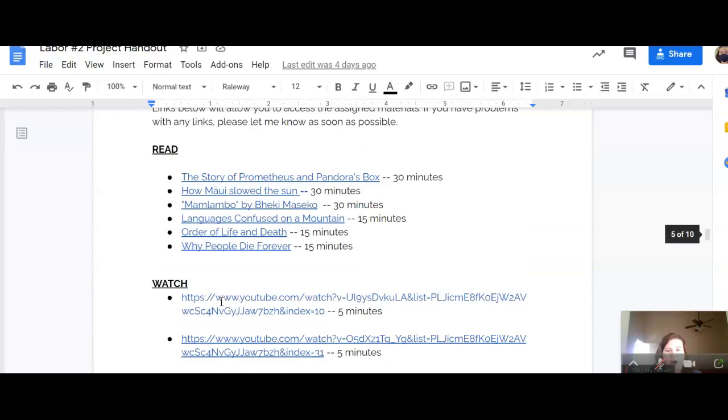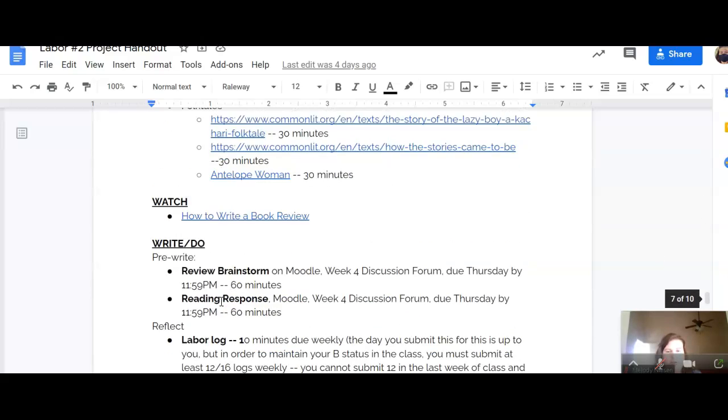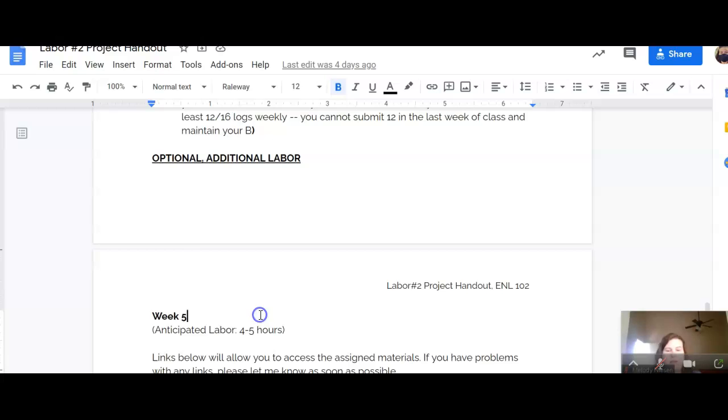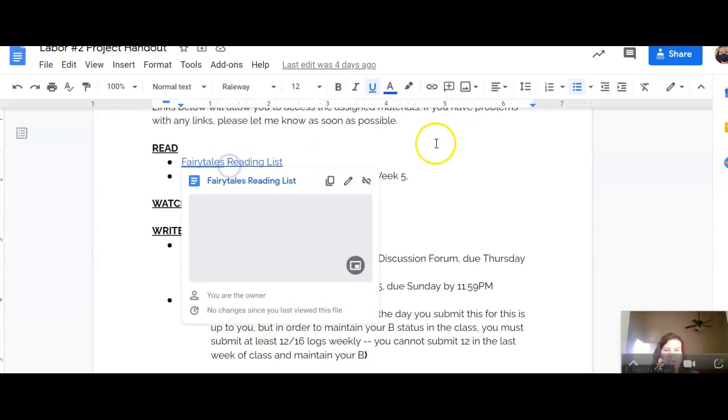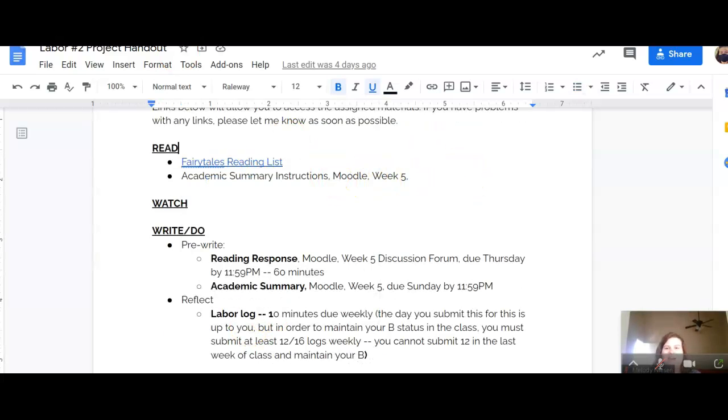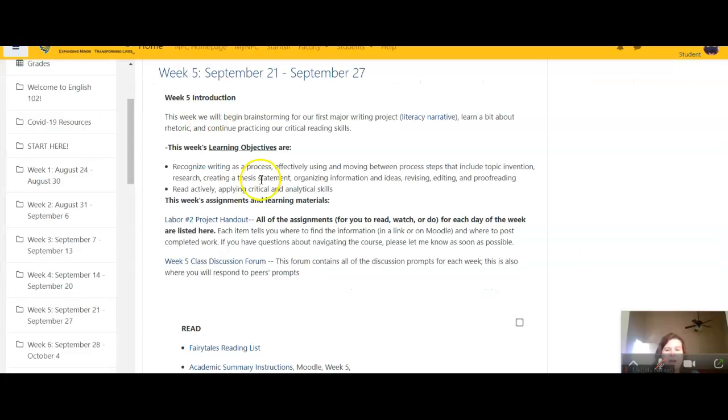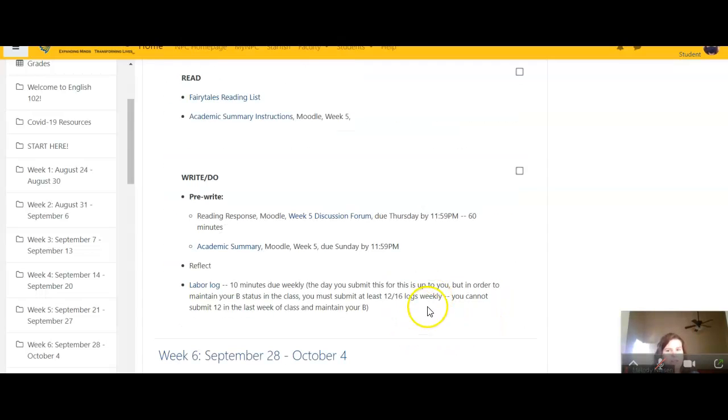So this week, we are moving forward and we're going to do a little bit of reading. We're going to read some fairy tales this week, and then we're going to do some writing about those fairy tales, which the reading responses are due on Thursday, of course. And then the assignment this week that works towards our essay is the academic summary. So we're going to tackle an academic summary, which will be helpful for us when we're writing our review, because part of a good review is a summary of a text.